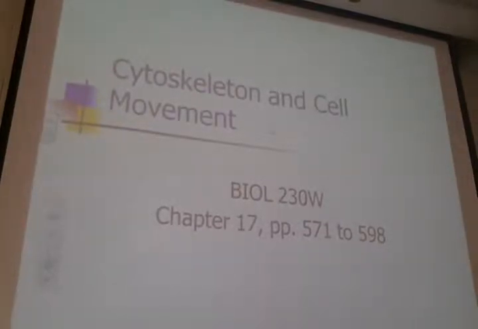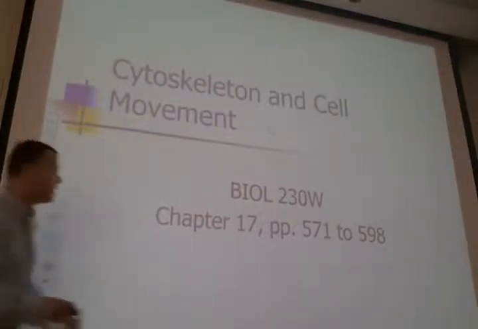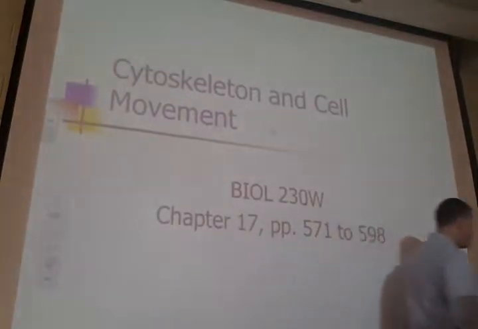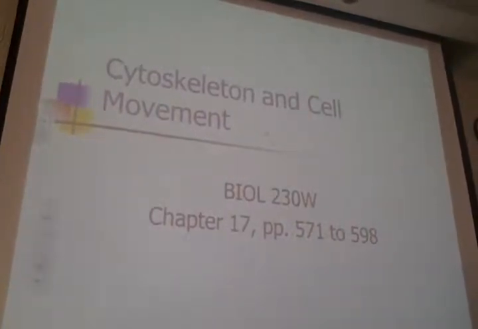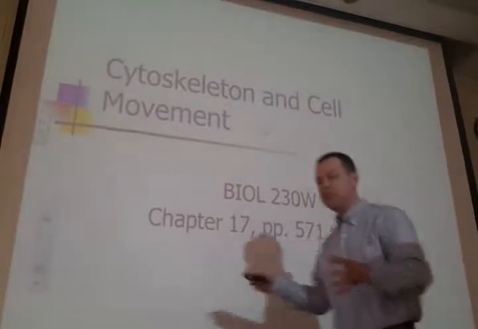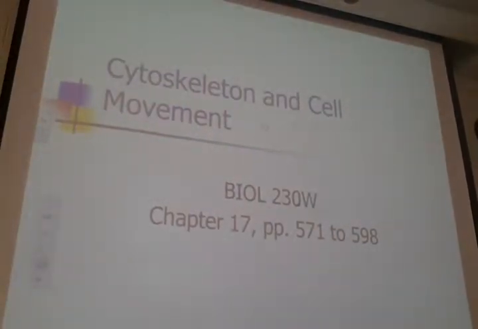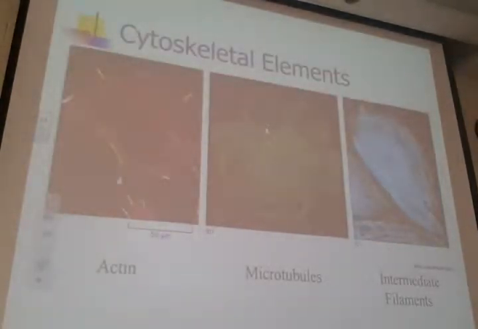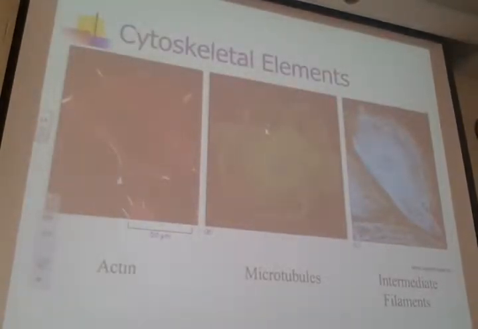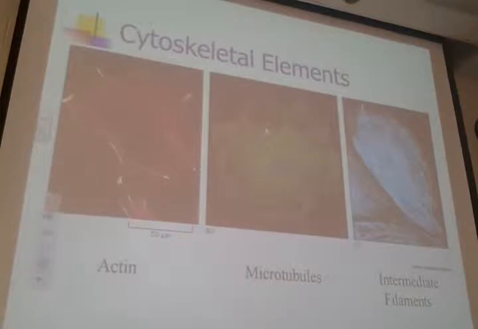The cytoskeleton, which, as you may suspect, is going to have a lot to do with the ability of some cells to be able to move around. Okay, so we kind of combine these two topics together. Okay, we can sort of divide the cytoskeleton into these three major types of elements.